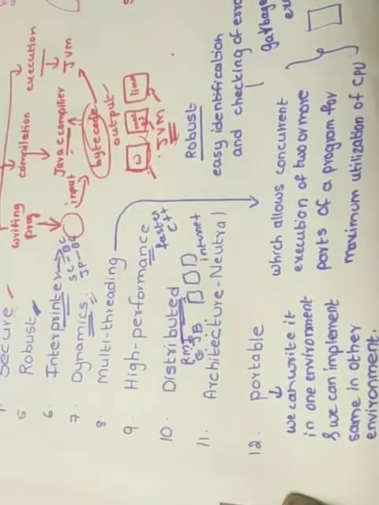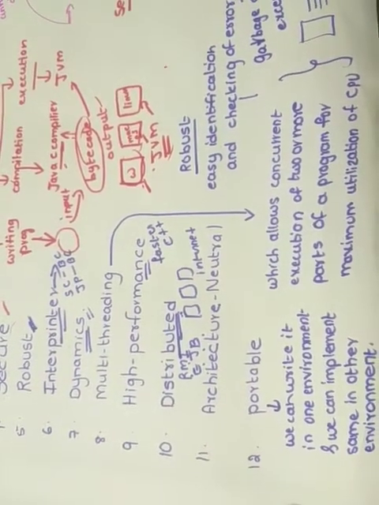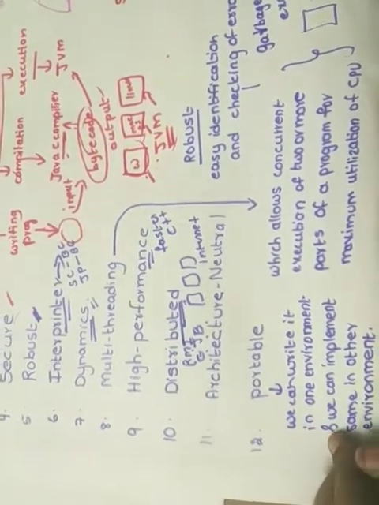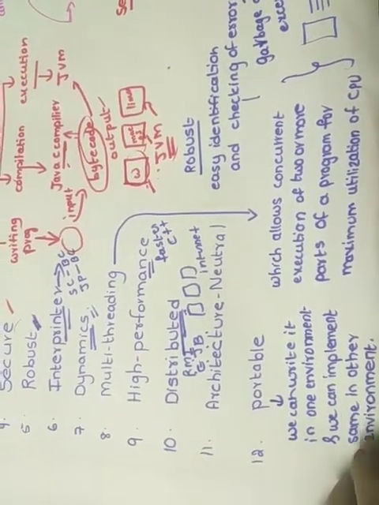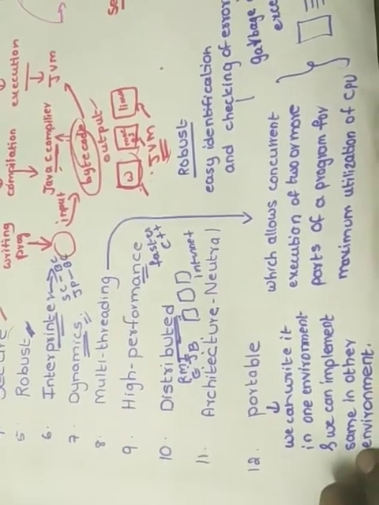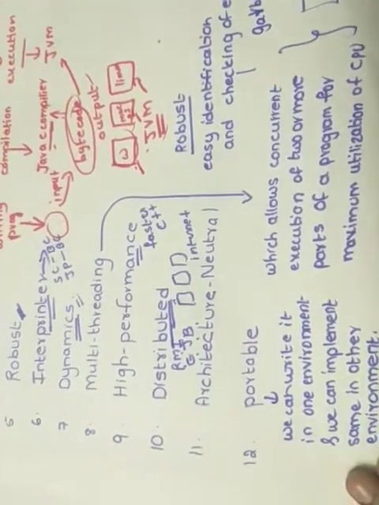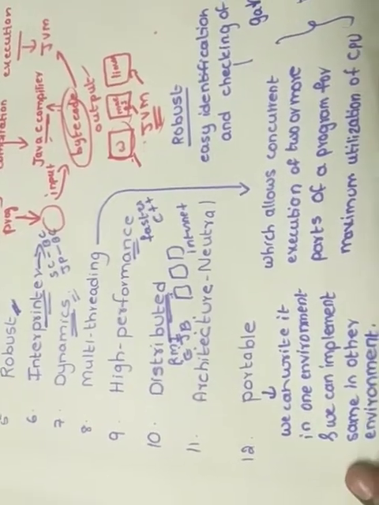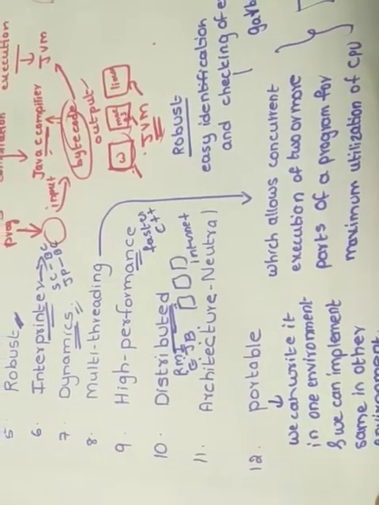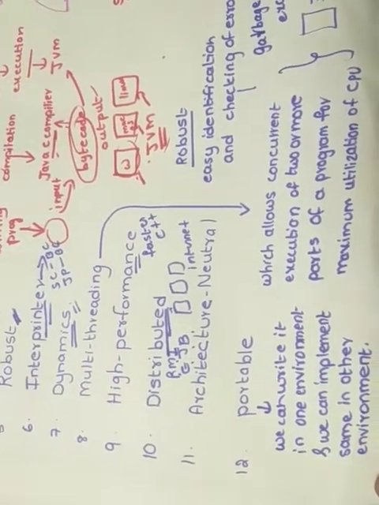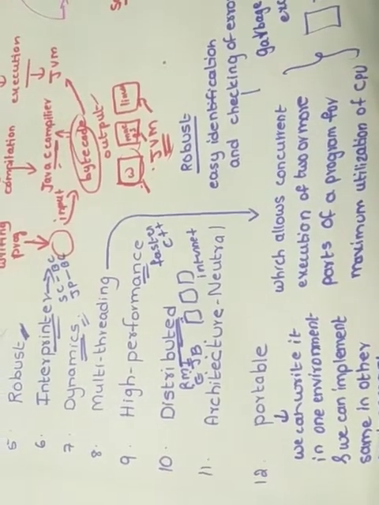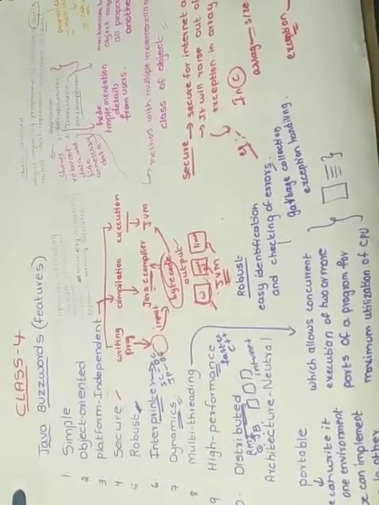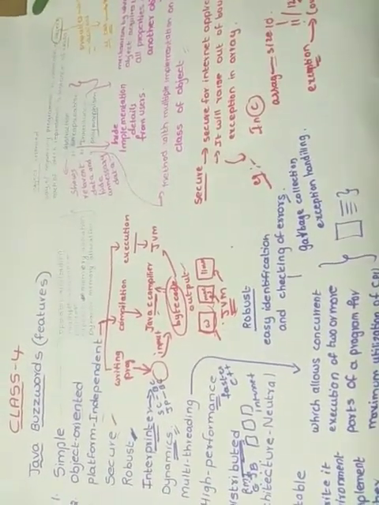Now, let us discuss portable. Java is portable. That means you can write a Java program in one environment and implement the same Java program in another environment. That means Java code written on one machine can also be run on another machine. So these are the 12 features of Java.